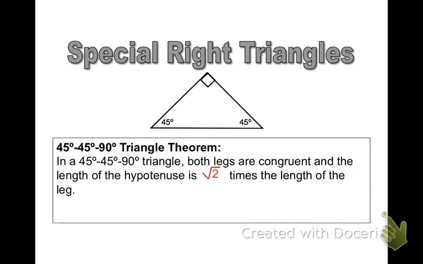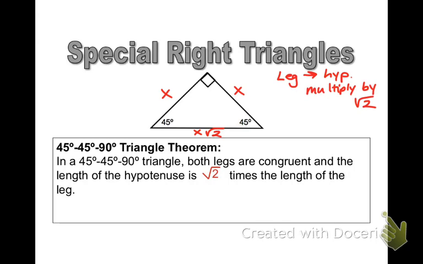Okay, so in a 45, 45, 90 triangle, we know that both legs are going to be congruent. So if we want to mark up this diagram up here, I know that both legs are going to be, let's say, x, which then means that my hypotenuse will be x times the square root of 2. So to go from leg to hypotenuse, you multiply by the square root of 2.